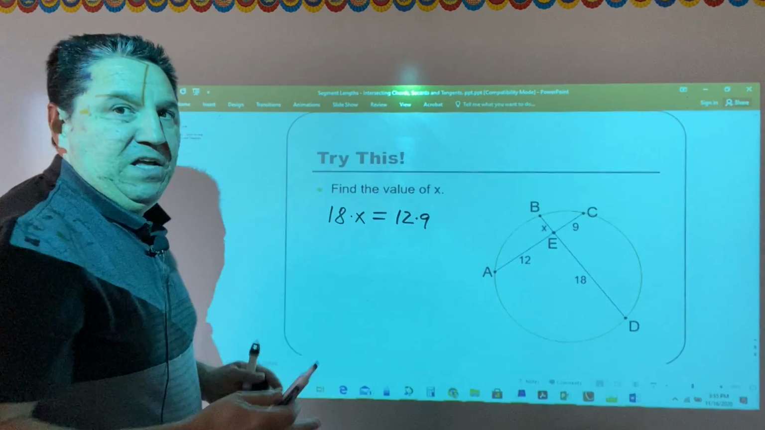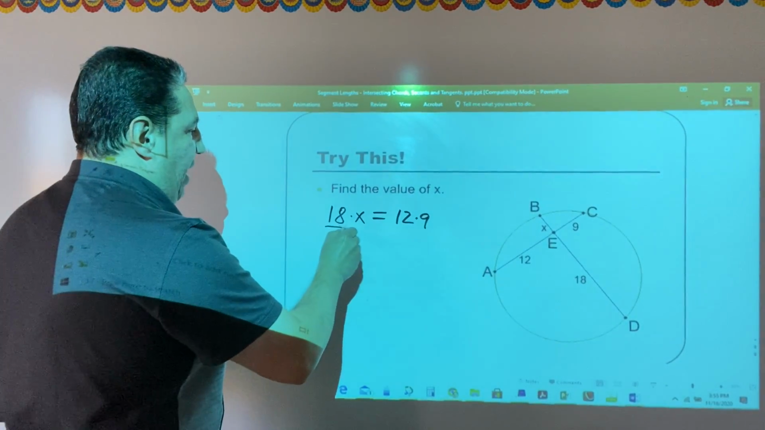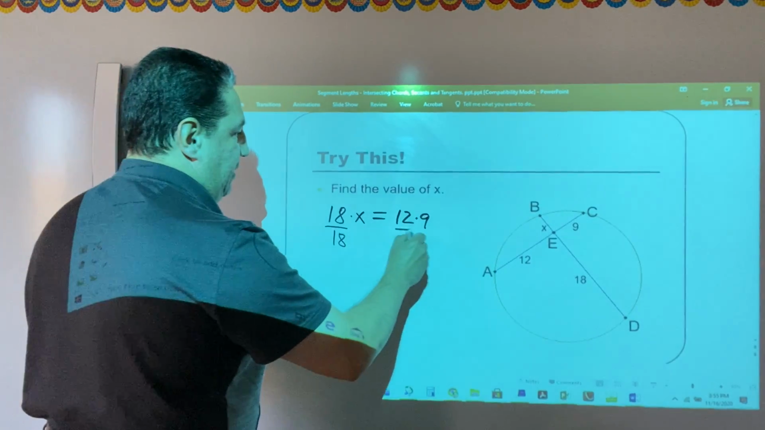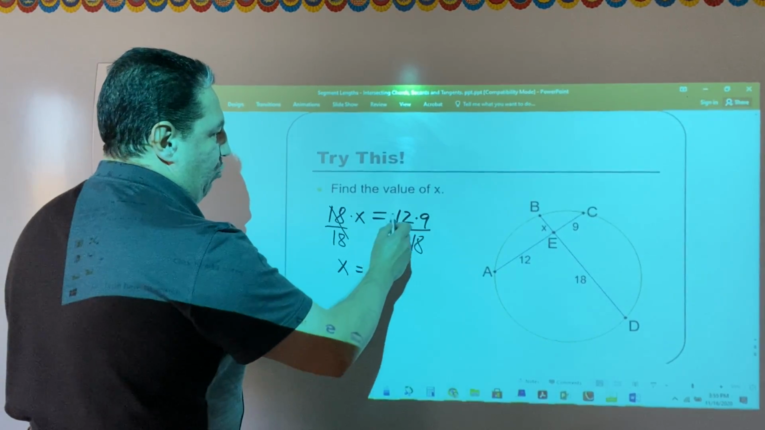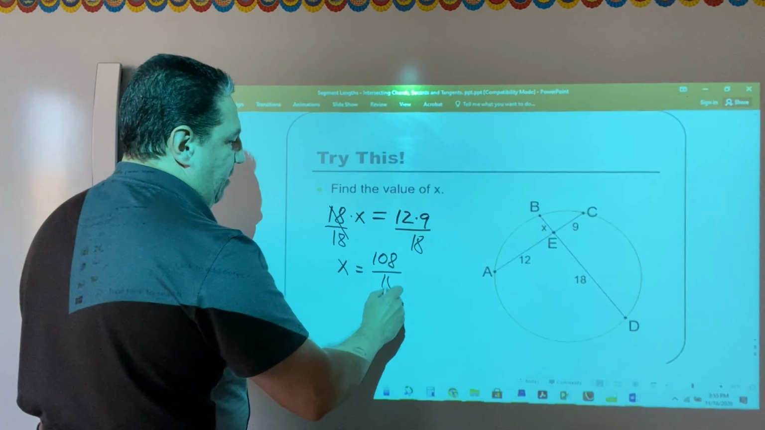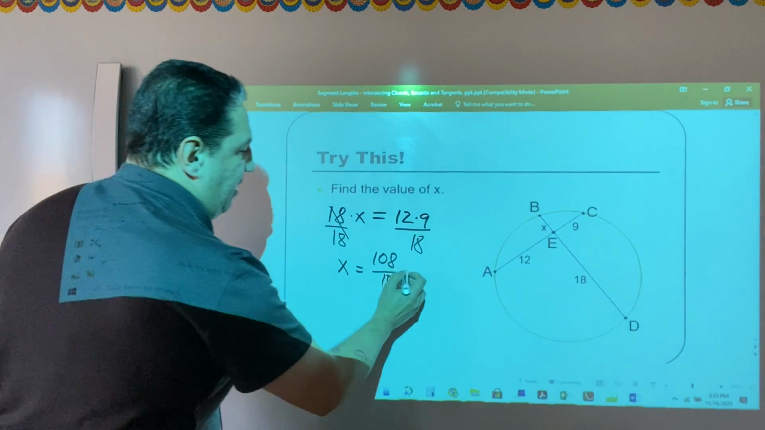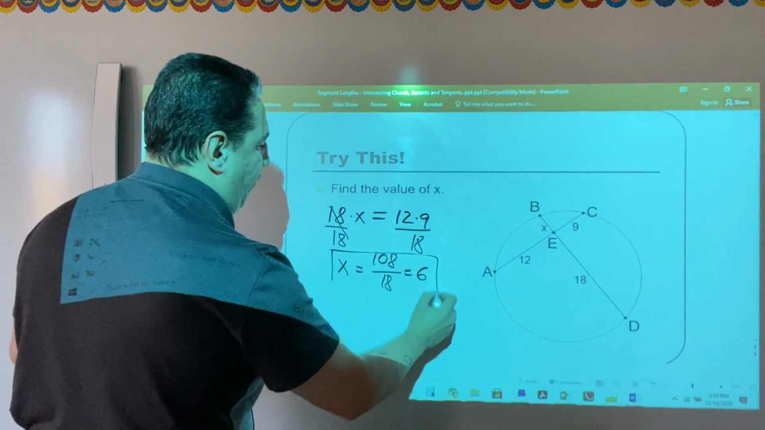Then we simply solve for x. To solve for x, we divide by 18 on both sides. And we get x equals 12 times 9 equals 108 over 18. 108 over 18 equals 6. That's the value of x.